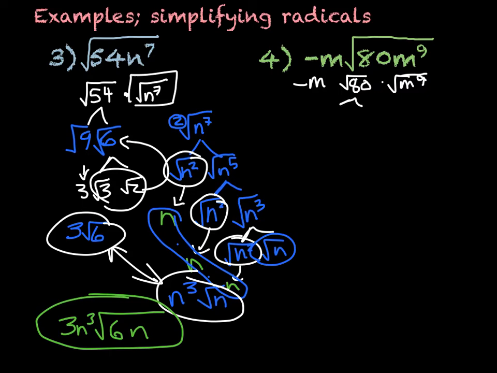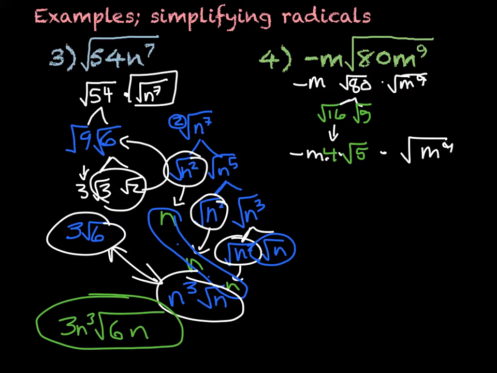It's going to break down into 16 and 5. So the square root of 16 times the square root of 5 is the square root of 80. But the square root of 16 is just 4. So I have 4 times the square root of 5. So what I have now is negative m times 4 times the square root of 5 times the square root of m to the 9th.